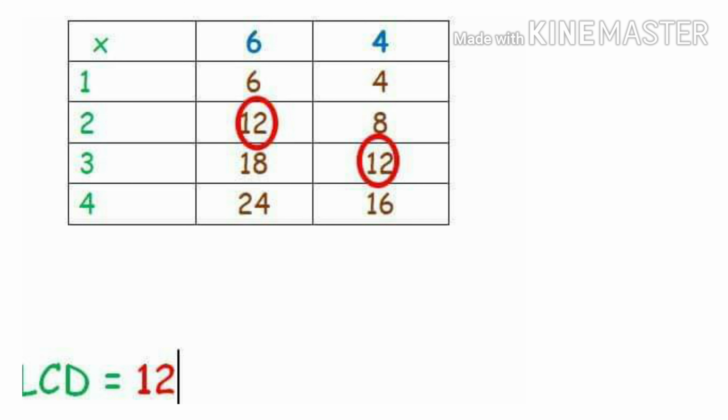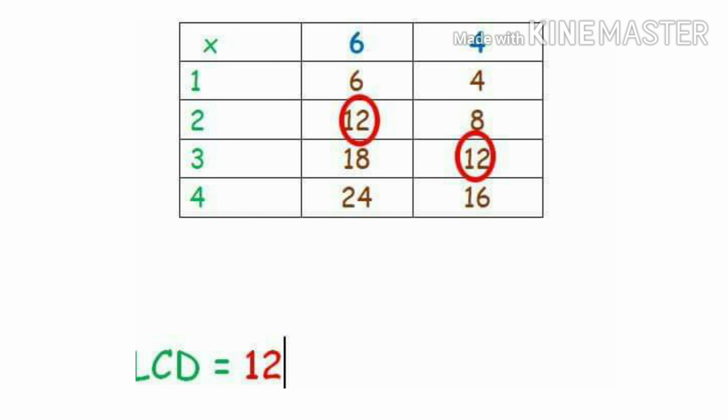Okay, these numbers here. So when you multiply 6 by 1, that will give us 6. 6 times 2, that would give us 12. 6 times 3, that would give us 18. And 6 times 4, that would give us 24. So right now, the multiples of 6, we have 6, 12, 18, and 24.